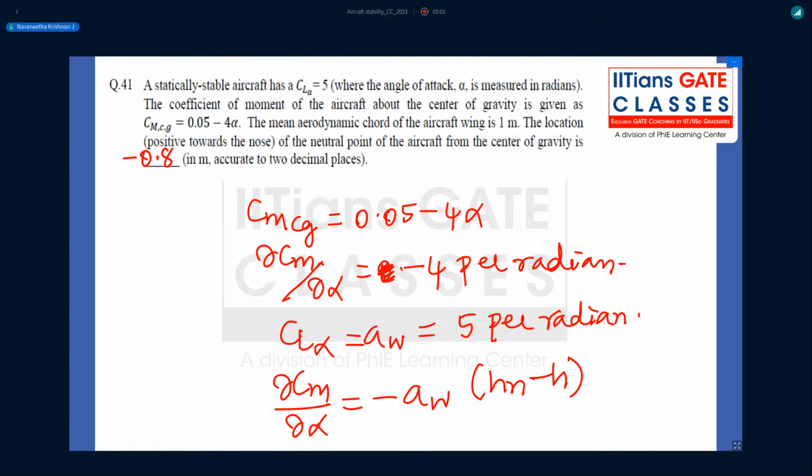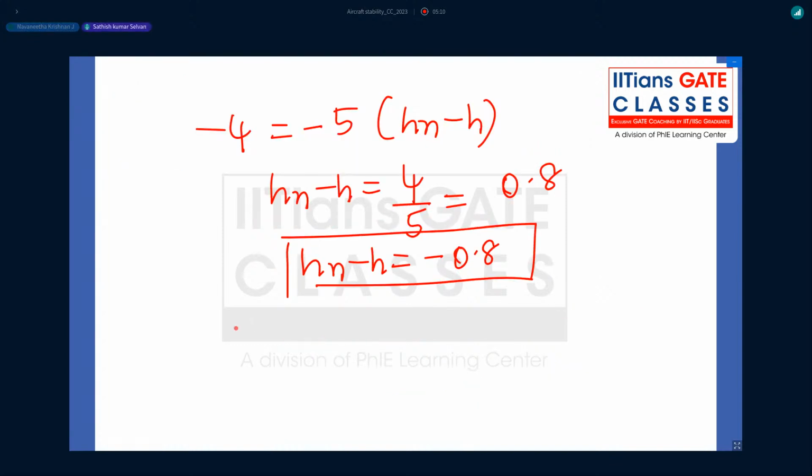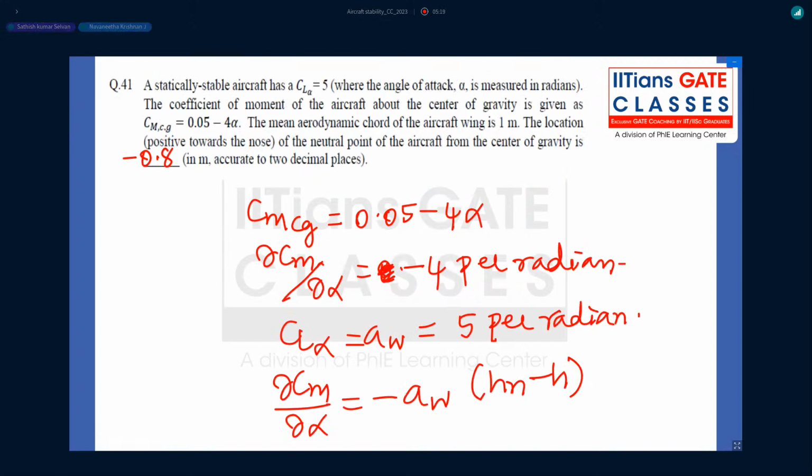Yes, Satish. Sir, generally for finding the neutral point itself, we make dou Cm by dou alpha or dou Cm by dou Cl equal to 0, no? My basic doubt is, for finding Hn itself, we are making dou Cm by dou alpha equal to 0. Yes, correct. But here, the dou Cm by dou alpha. Your voice is breaking, Satish.